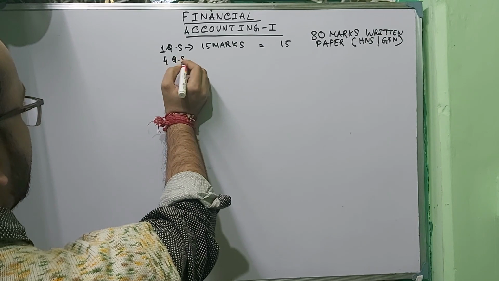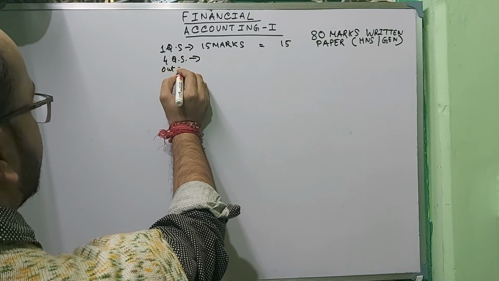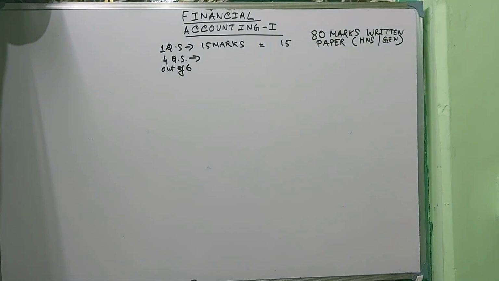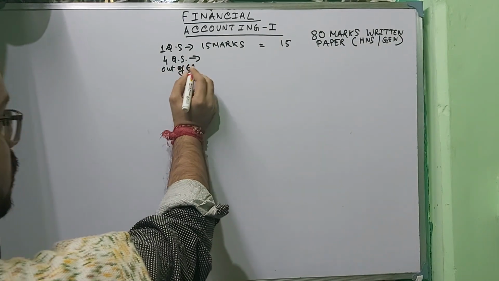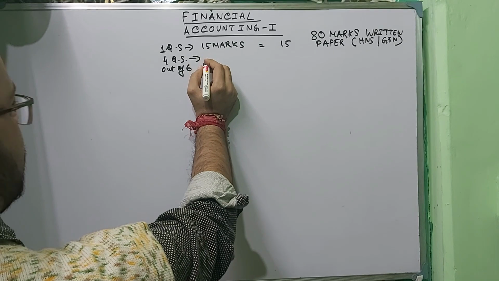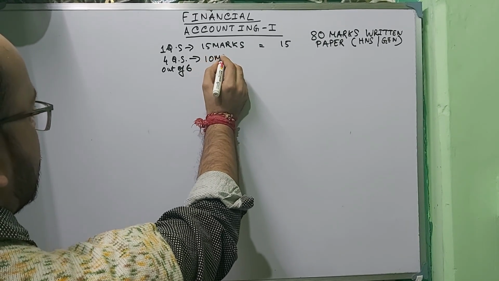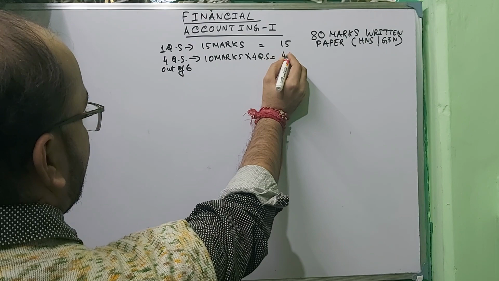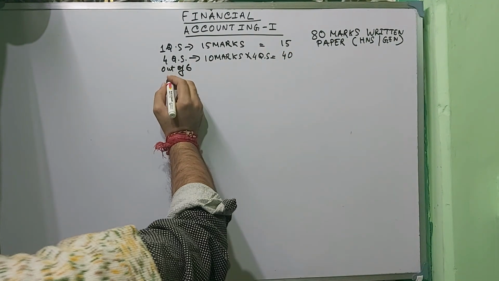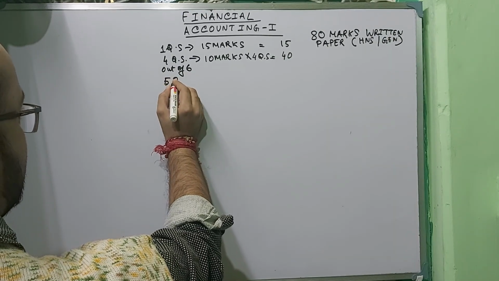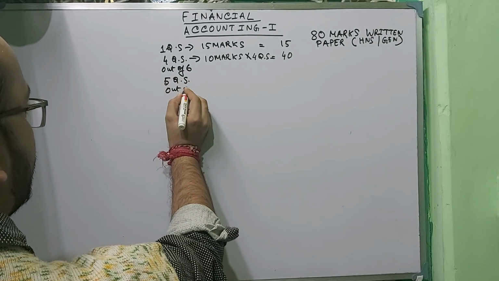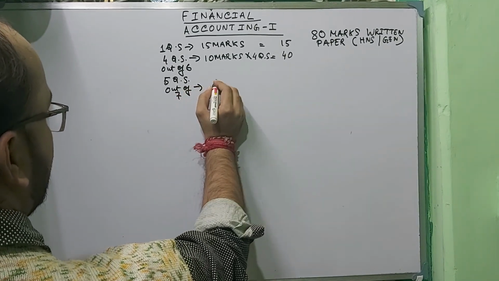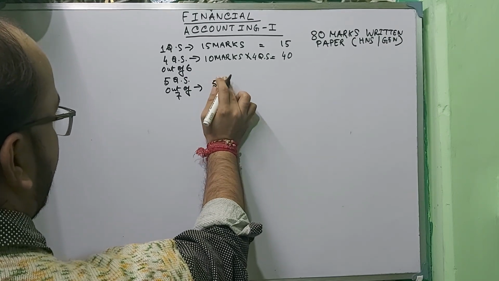4 questions you have to answer out of 6, although they will not provide you any 4 out of 6. They will provide you the option like that, either this or that. In this way, there will be a total of 6 questions, and you have to answer 4 of them, and it will carry 10 marks into 4 questions, so it will be 40. And there will again be 5 questions out of 7 you need to answer. Each question carries 5 marks each.